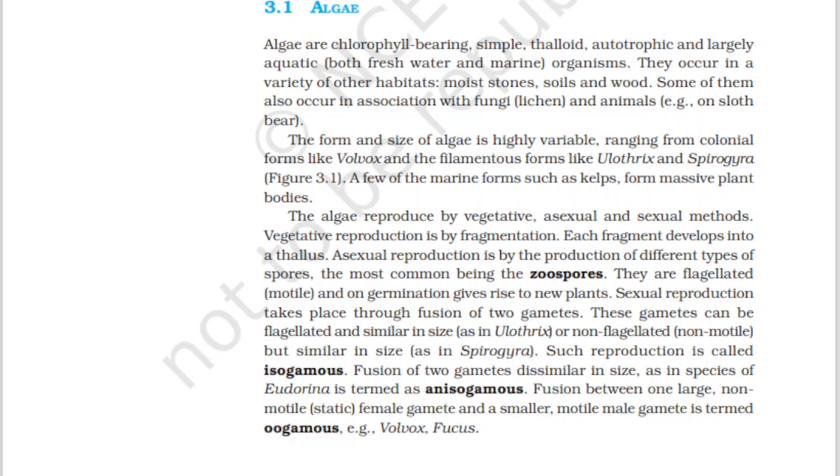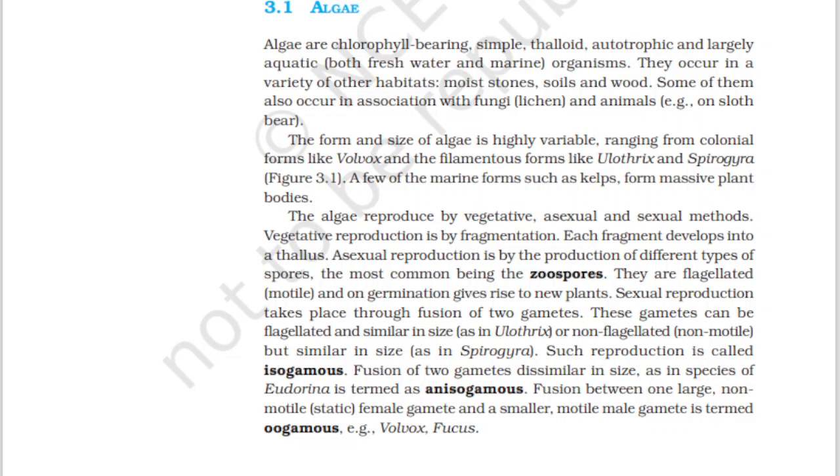Algae. Algae are chlorophyll bearing, simple thalloid, autotrophic, and largely aquatic organisms. Aquatic means both freshwater and marine water organisms. They occur in a variety of other habitats. Examples are moist stones, soils, wood.